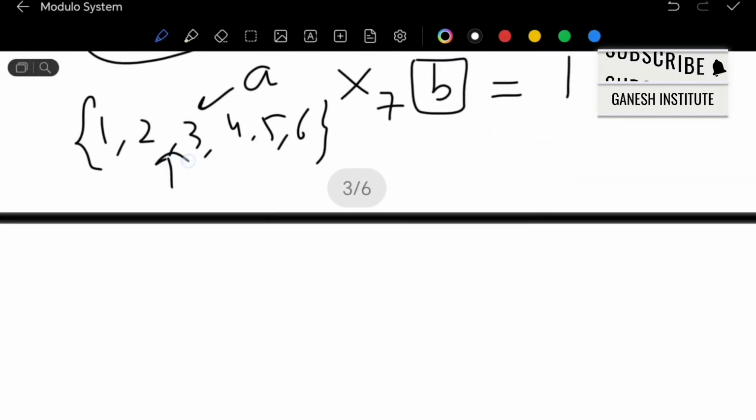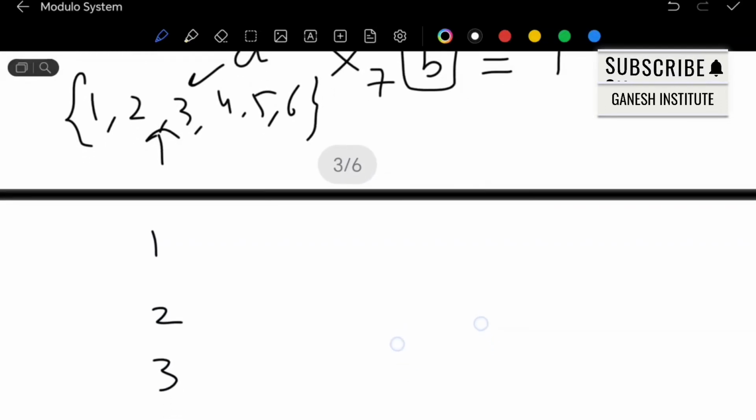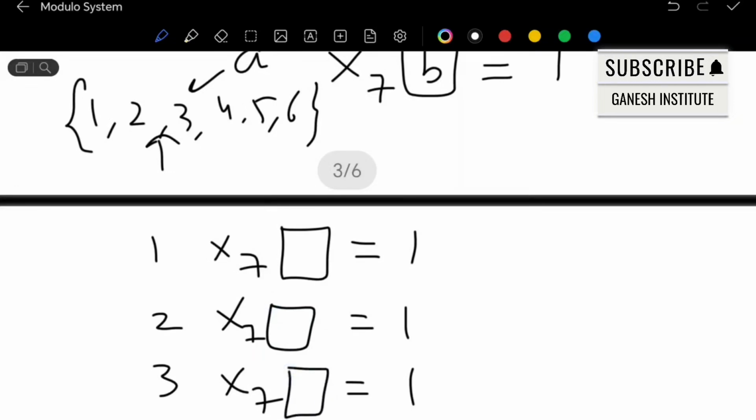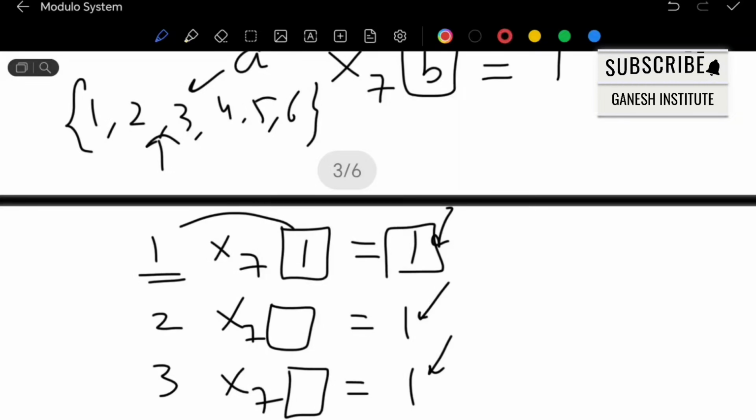I'm taking all the numbers one by one, 1, 2, 3, and I'm having multiplication modulo 7 each time. Which number will give me the identity, that is 1 back? What should I place here so as to get the identity element? So if I have 1 and multiply it by 1, 1 one is 1, I'll get 1. Yes. Now this is 2.